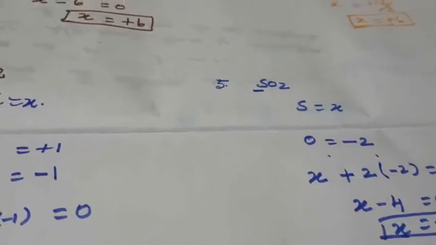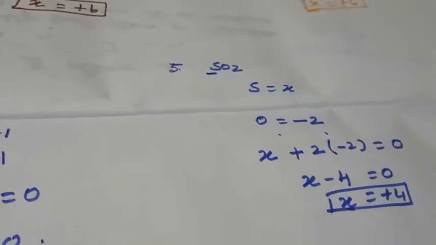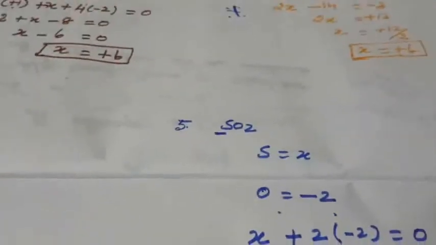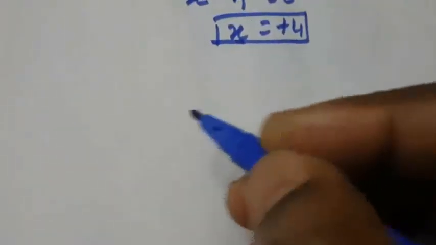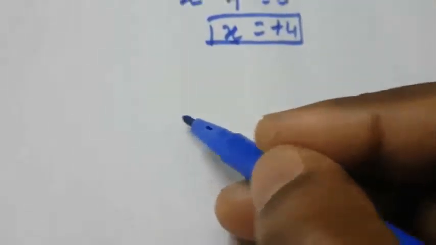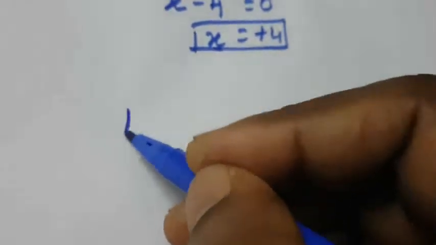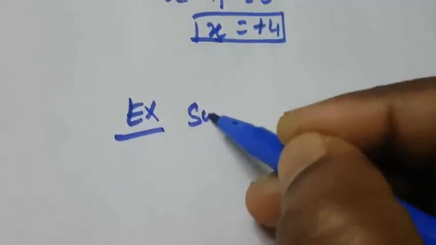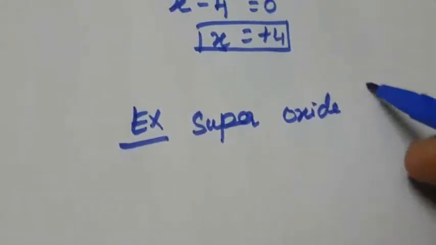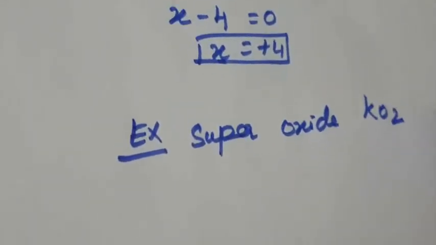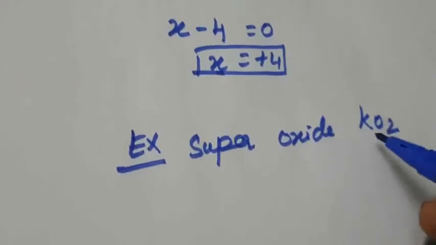Here also another one. In water, hydrogen is +1 and oxygen is -2. Then hydrogen peroxide. I already told about hydrogen peroxide and superoxide. This is another one. Sometimes the oxidation number will come as a fraction. That is in superoxide. What is meant by superoxide? In superoxide, for example, KO2.